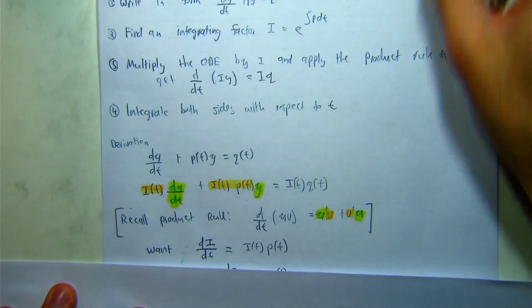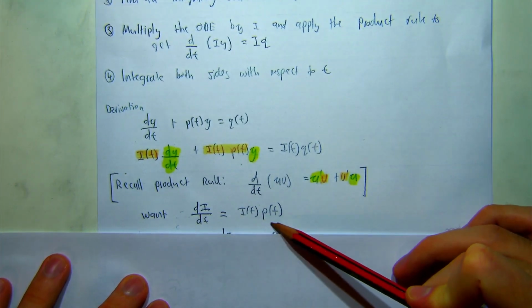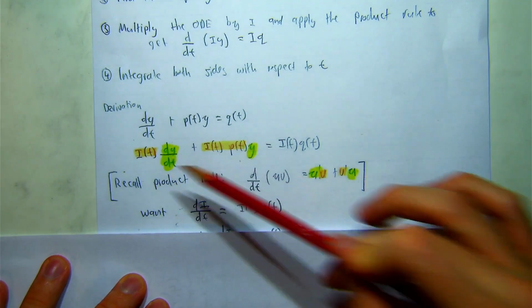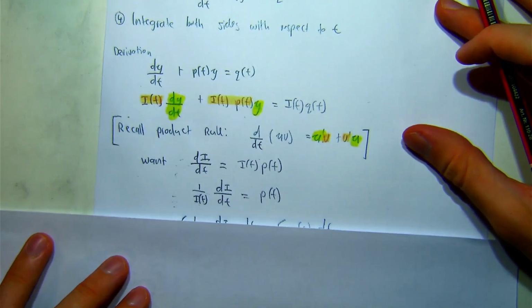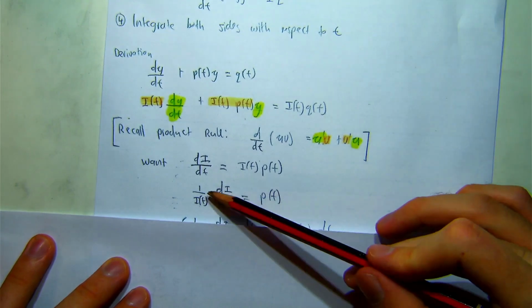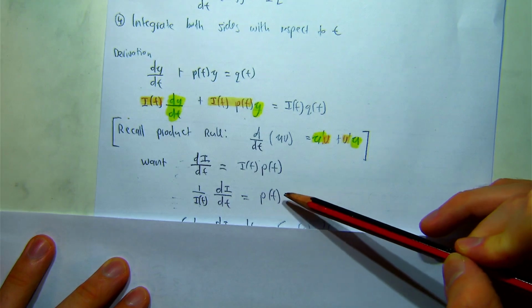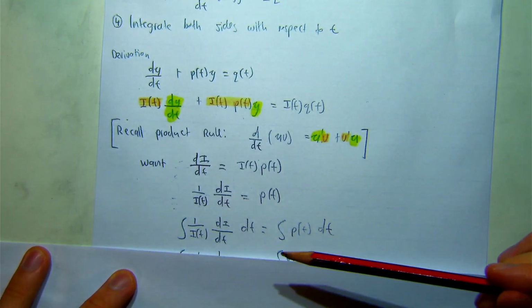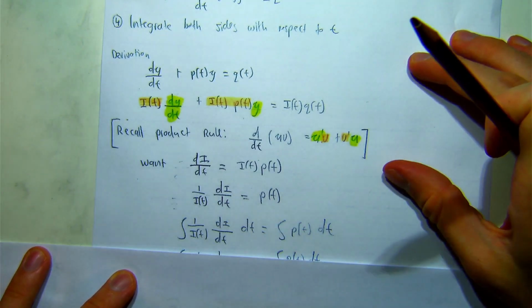So we want the derivative dI on dt to equal I of t, p of t. And if that is true, then that means that this is indeed an application of the product rule. And so 1 on I of t, dI on dt is equal to p of t. Integrating both sides with respect to t, and we get this.